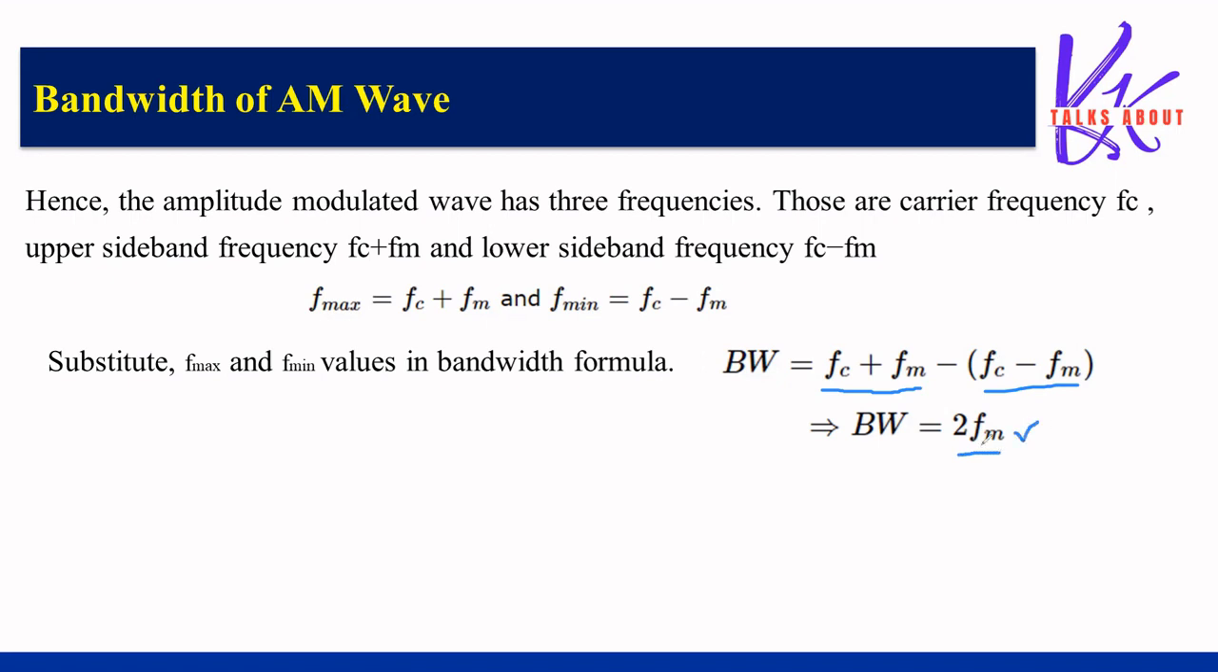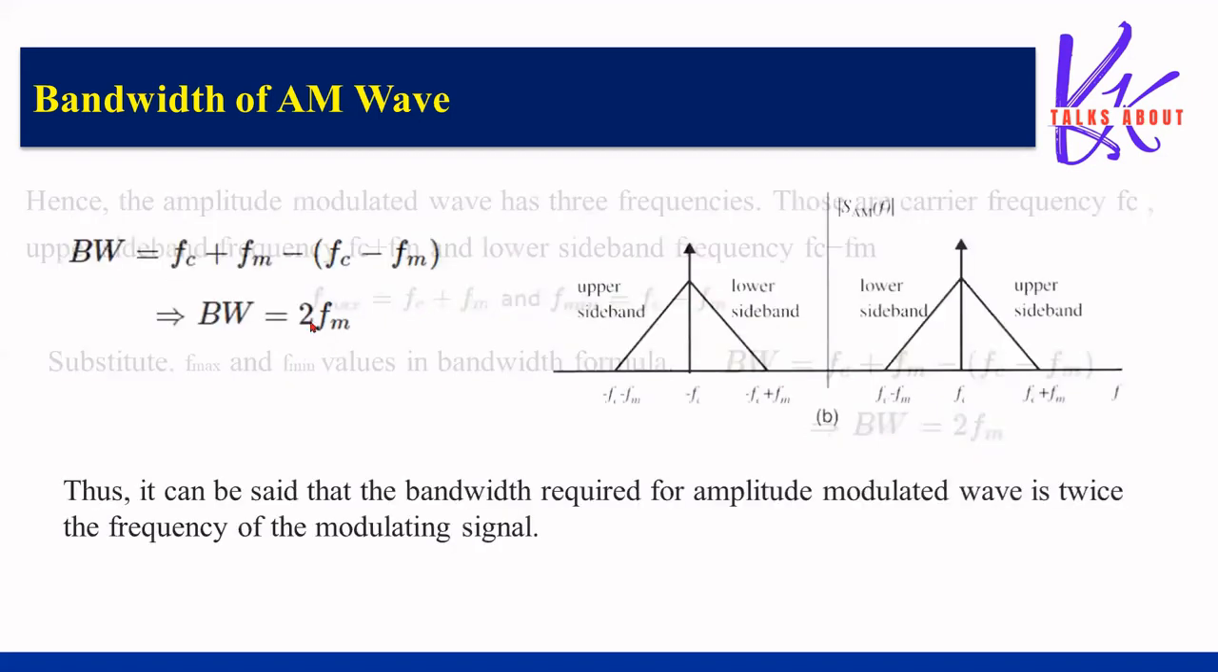So the bandwidth of the amplitude modulated wave is given as twice the frequency of your message signal. That is, bandwidth is nothing but 2fm. Now, let us even define the same thing using your frequency representation.